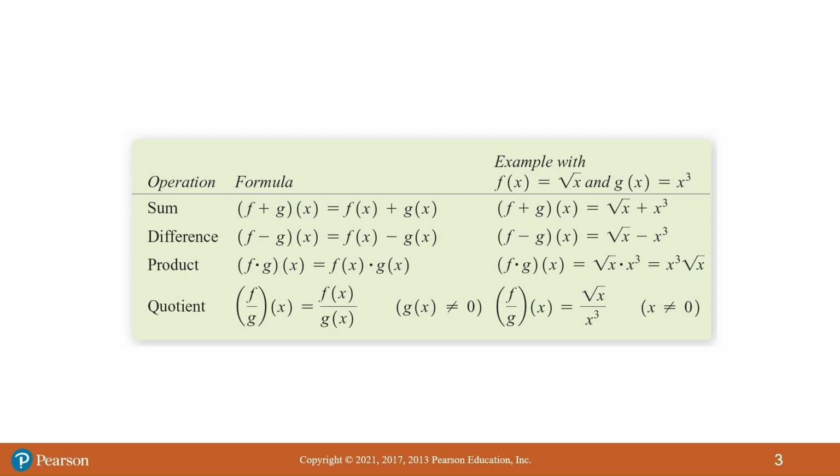If we're looking at a quotient where we're dividing, we have (f over g)(x), which is the same thing as the f(x) function divided by the g(x) function. We just have to keep in mind that when we divide by the g(x) function, we can't let that g(x) function be 0. So in our example, (f over g)(x) equals the square root of x over x to the third, and that means x cannot be 0.